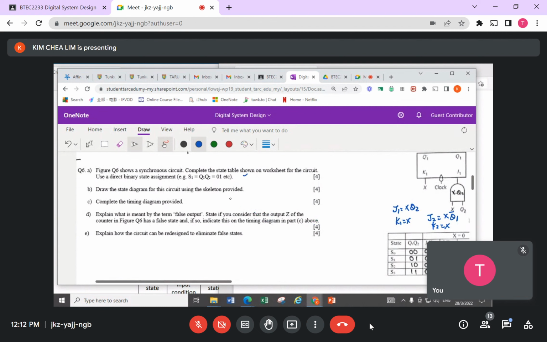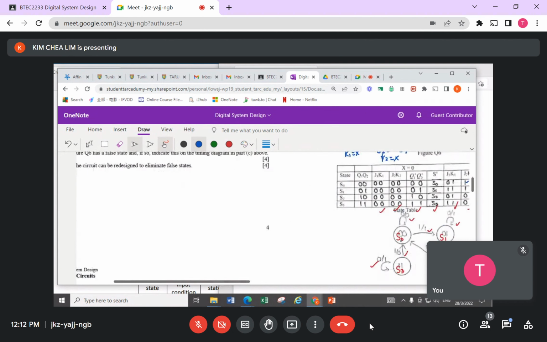Second part here: draw the state diagram for this circuit using the skeleton provided. The skeleton is at the bottom. Either you put it as 0, 1, 0, 0 or use the S to represent. So they give me all these 4 already, and it's up to me to fill up based on here. I checked already, it is correct. Everyone okay? Is this correct? I don't think I need to explain this part, so done for this part here.